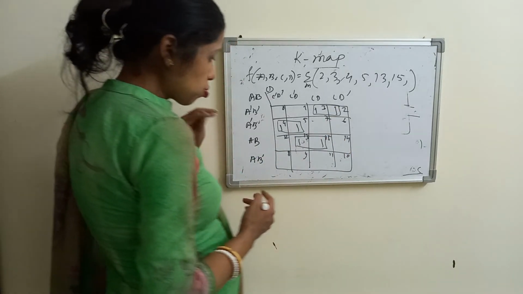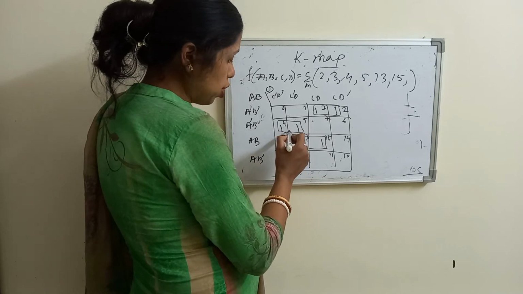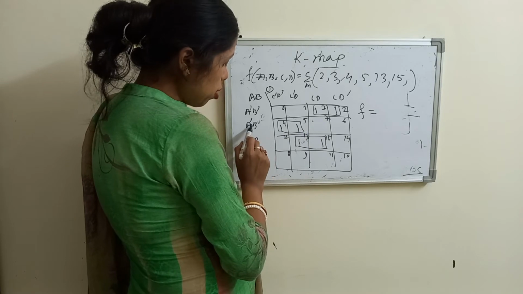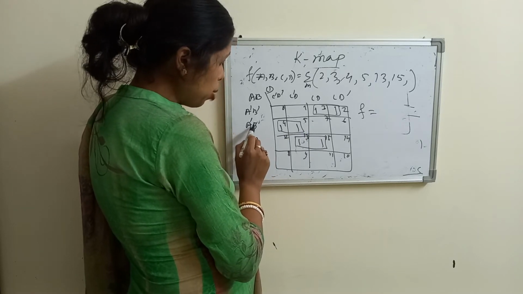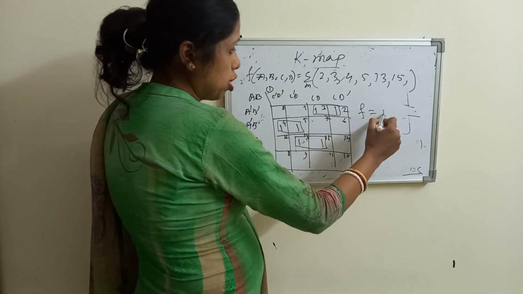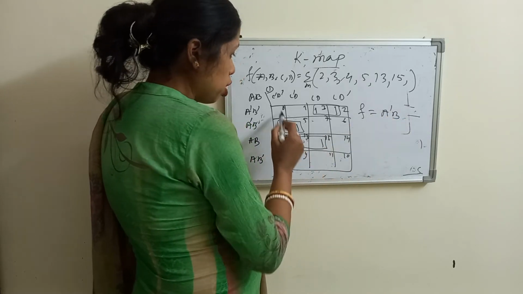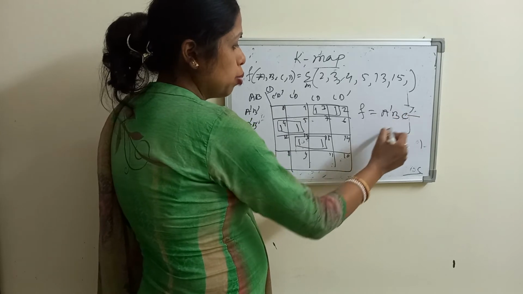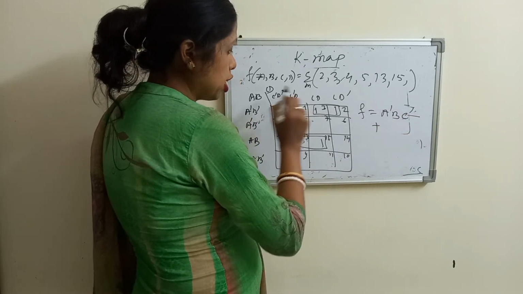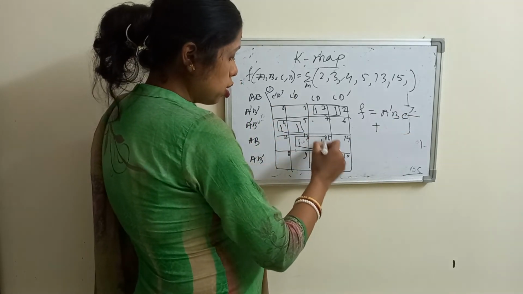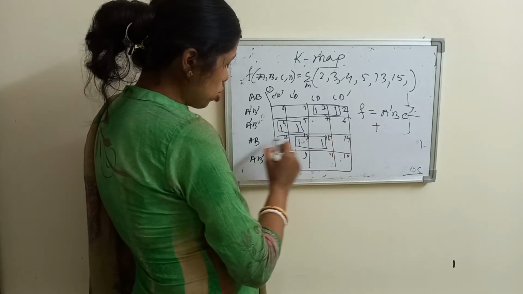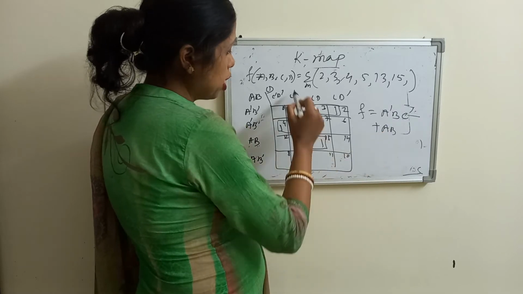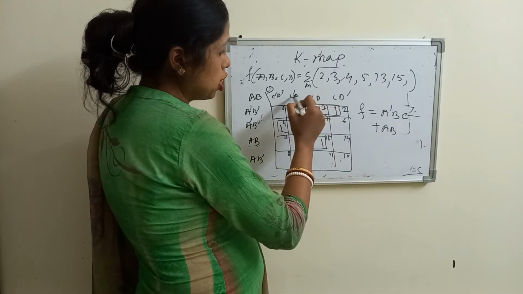Now for these two cells, I am first selecting this one. For these two cells, I have to check this value. A prime B is constant for these two cells. If you check this value, C prime is constant. D is changing. Now I am coming to this group. Here also you can see this value is the same, AB. If you check this value, D is constant, C is changing.